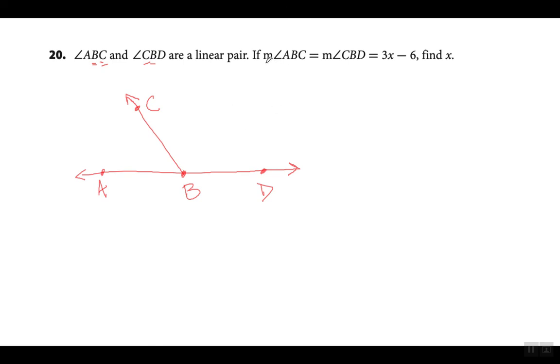If the measure of angle ABC equals the measure of angle CBD, okay, so I wish I would have read that first. I'm going to leave the drawing I did there that's wrong. Let me just update it to the new and improved drawing, to show you something.